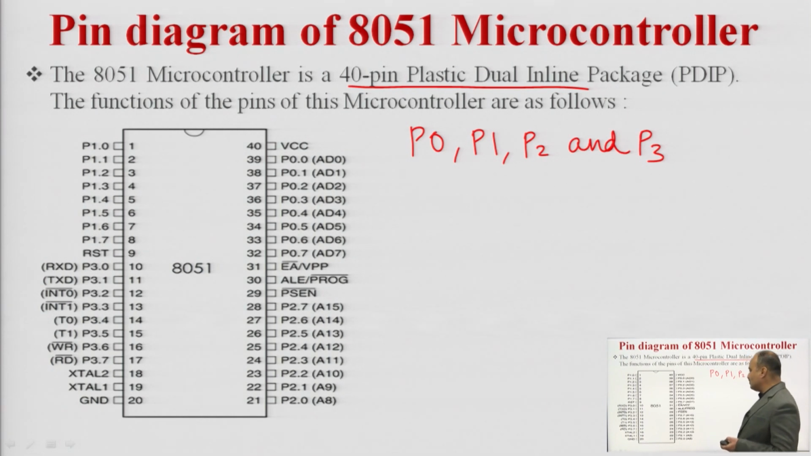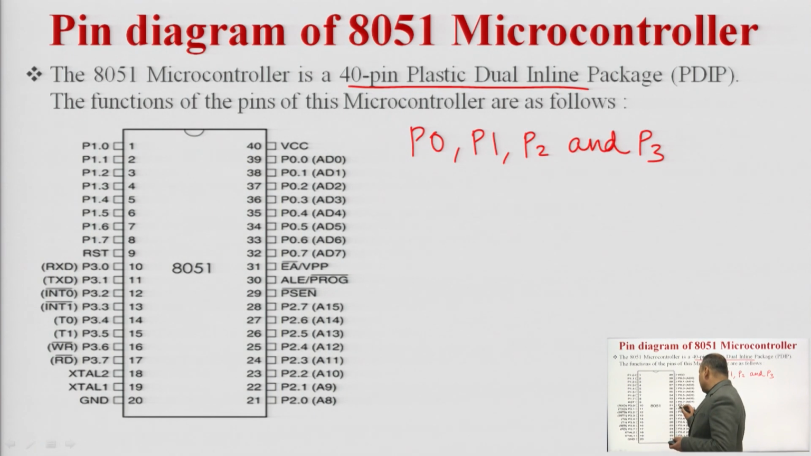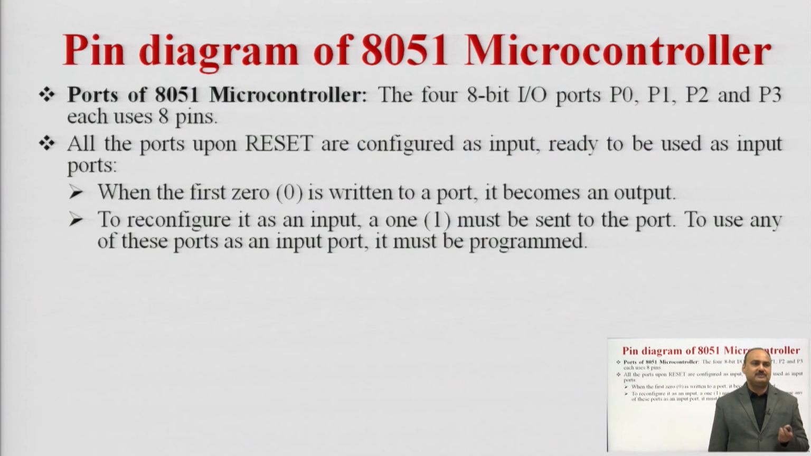In addition to these ports, we have pin number 31 for the external access pin, then the address latch enable pin, then the program store enable pin. Pin numbers 18 and 19 are used for connecting the crystal oscillator. Pin number 9 is used to reset the microcontroller. So, let us see the description of these pins one by one.